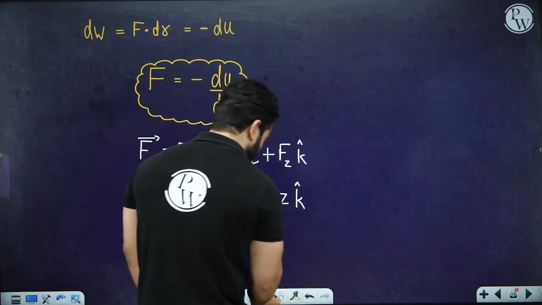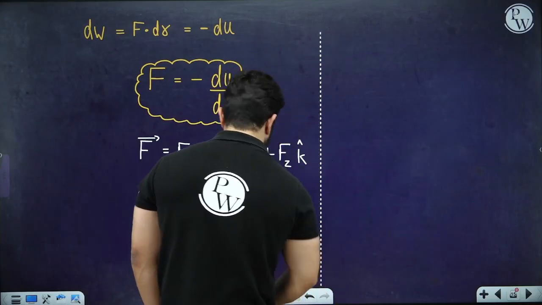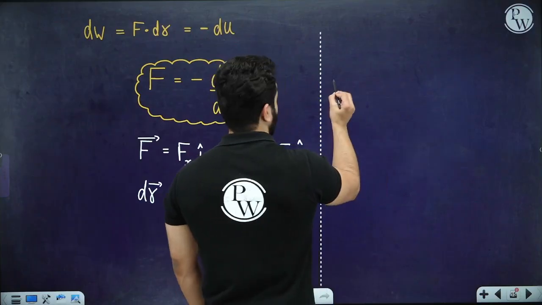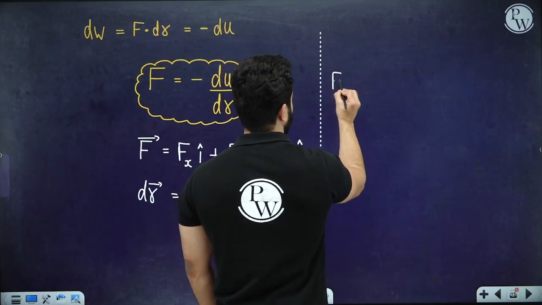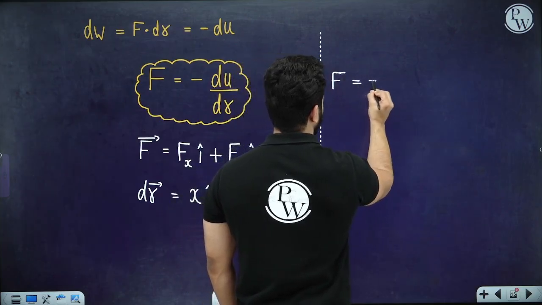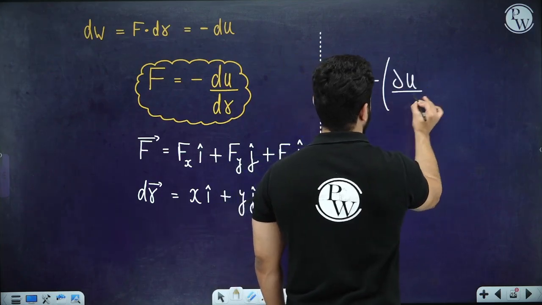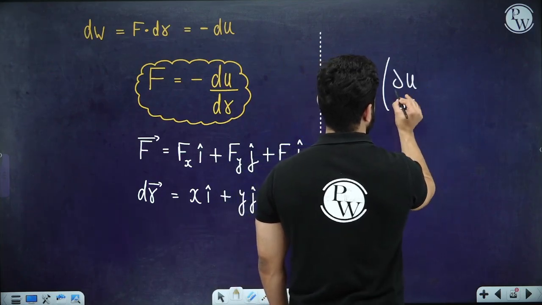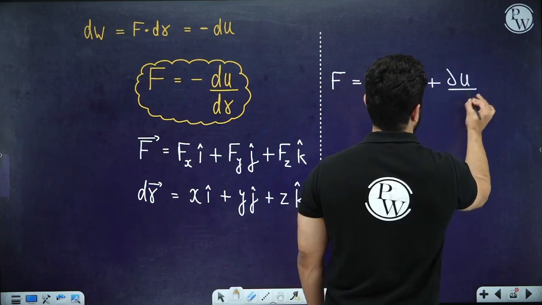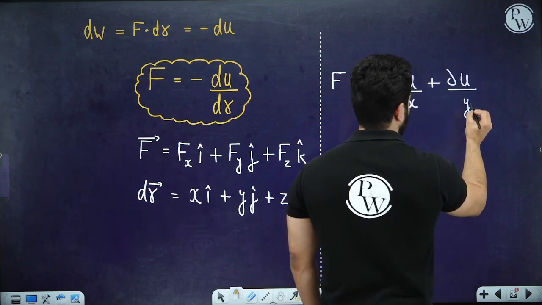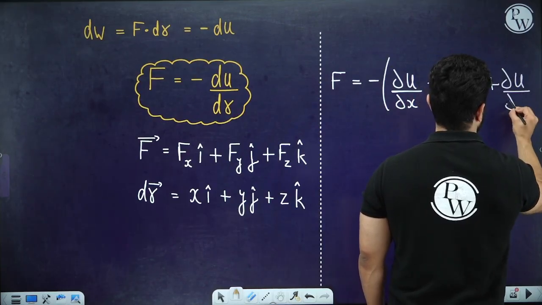Now, after this, you need to understand that we can rewrite this equation as a partial derivative equation. Where we are going to actually rewrite it as f equals negative times of del u by del x plus del u by del y plus del u by del z.